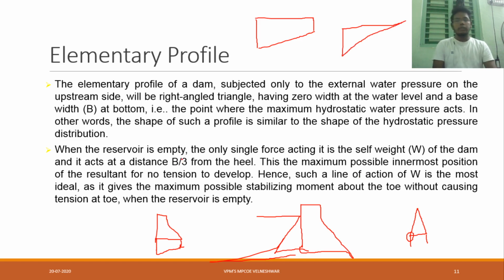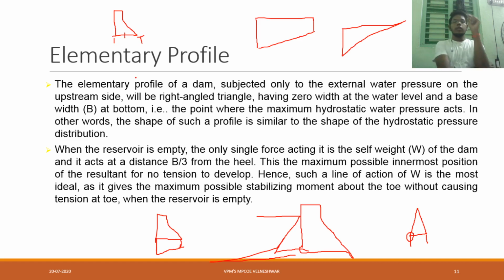Now, when the reservoir is empty, read this point. When the reservoir is empty, the only single force acting is the self weight of the dam. If there is no water in the reservoir, then only the self weight will act, and it acts at a distance of B by 3 from here. Suppose see here, this is our heel point and this is our toe point. From here the distance will be B by 3.